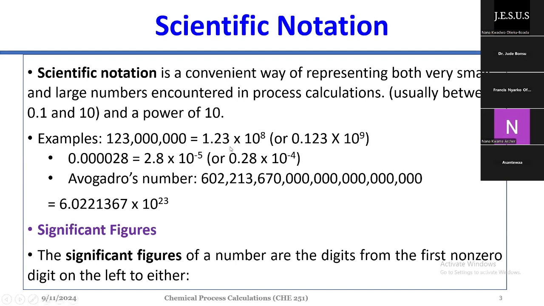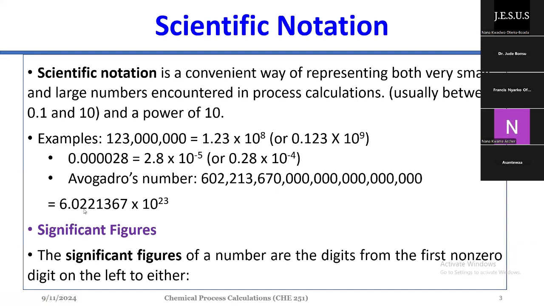and 10. So if you have an example like this, you're going to move 1, 2, 3, 4, 5, 6, 7, 8. You realize that 1.2 is between 0.1 and 10. And then how many decimal places did we move? 8. So times 10 to the power 8. We can also see the same in Avogadro's number. It's very long, but then you have to write it in the standard form so that we can shorten it.